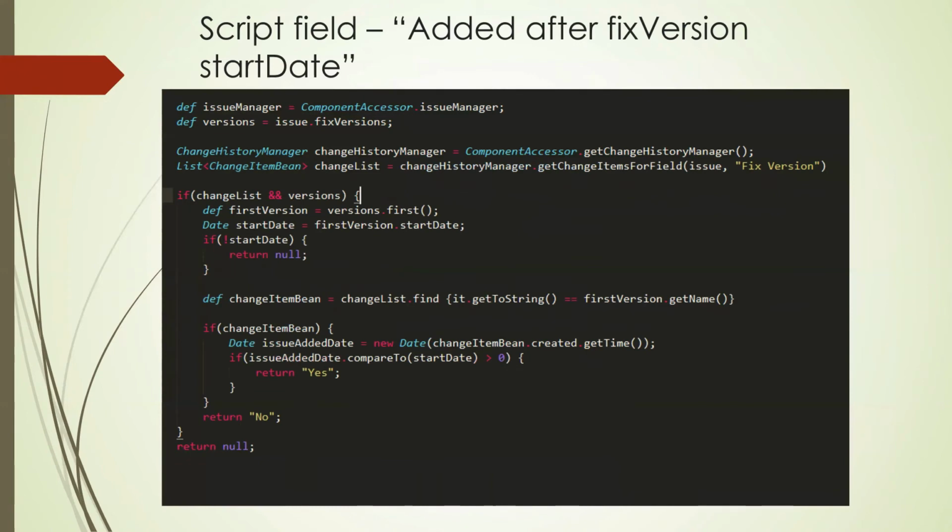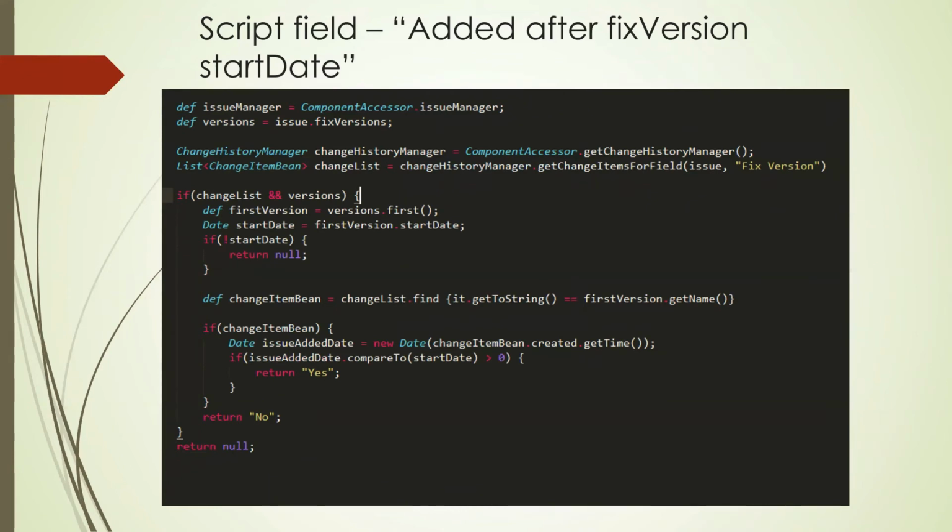Oh, this is another example. Basically the requirement was that a field should exist that tells us if an issue was added to the fixed version after the start date of the fixed version.